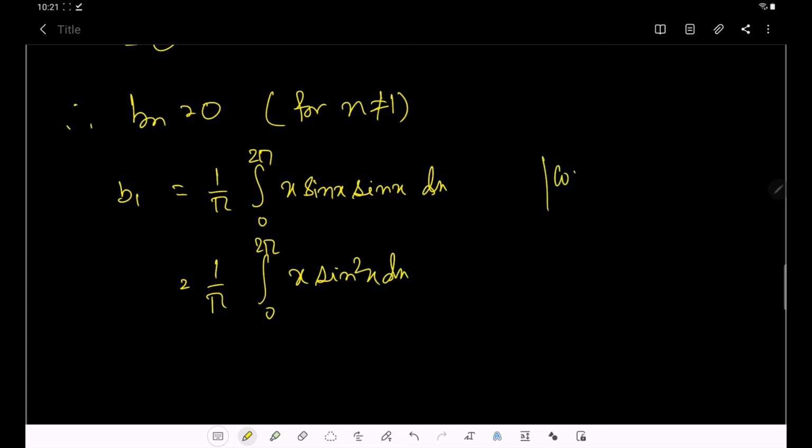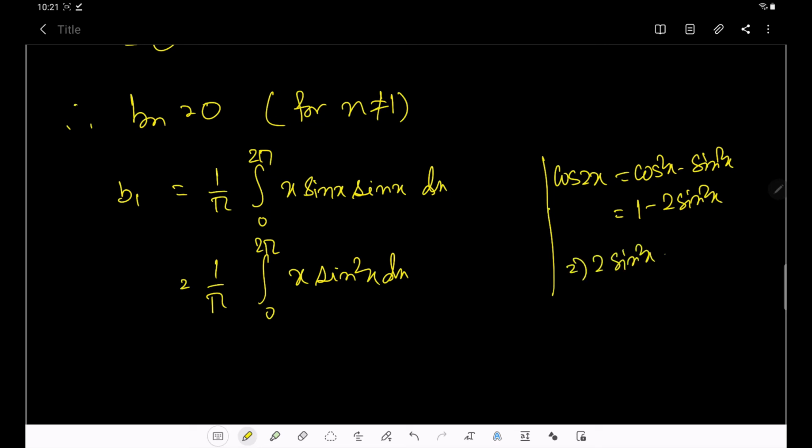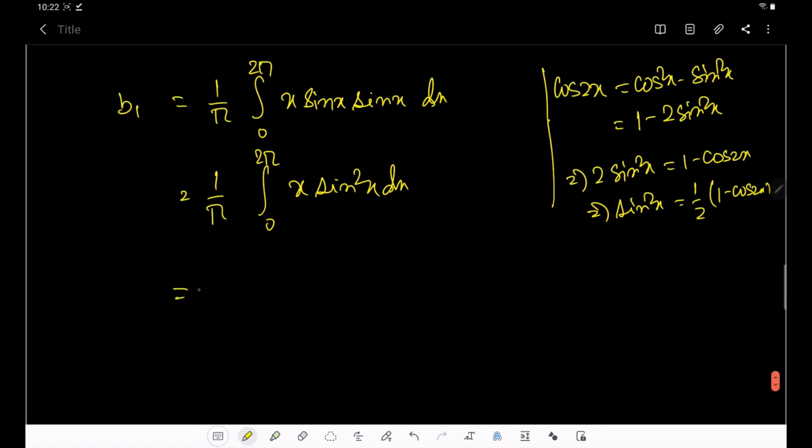And we know that cos of 2x is equal to cos square x minus sin square x, that is equal to 1 minus 2 sin square x, or 2 sin square x is equal to 1 minus cos 2x, or sin square x is equal to half of 1 minus cos of 2x. So we will use this here, and we will get 0 to 2 pi, half is out of this integration. So x times 1 minus cos of 2x dx.